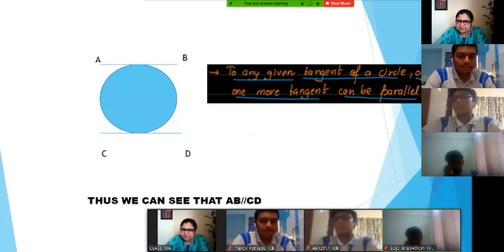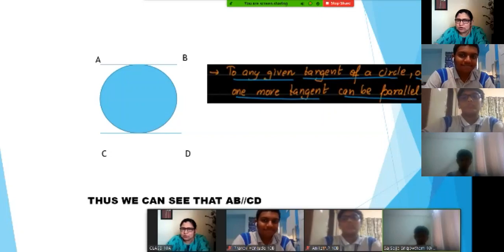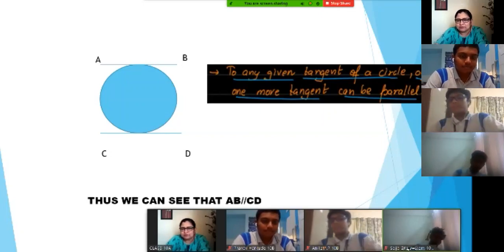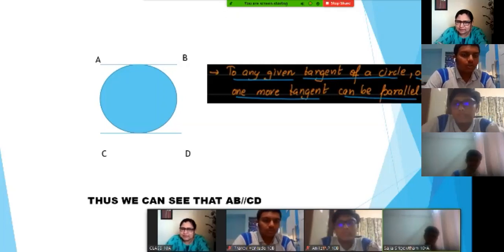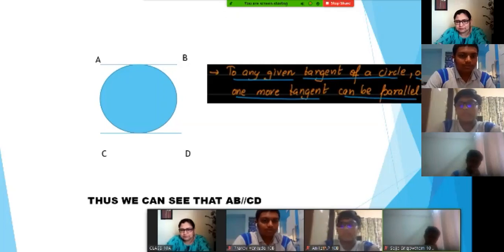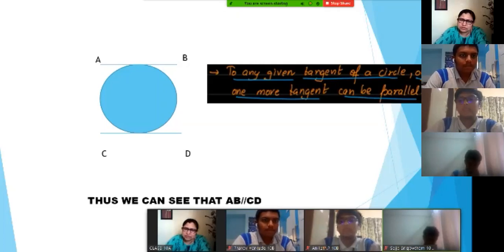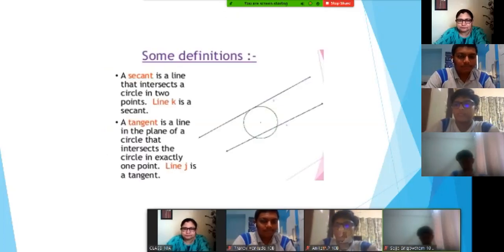Can you see that? Only AB and CD are parallel to one another. Can any other tangent be parallel to AB? No. Can any other tangent be parallel to CD? No, ma'am. Understood. So all these small things actually make up your MCQs. At any given point, if we are talking about parallel tangents, only one set is possible.